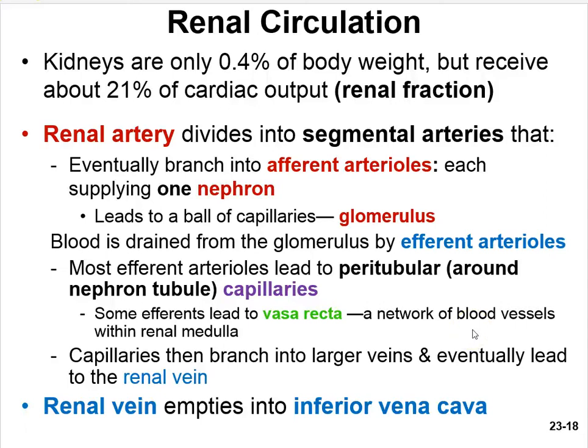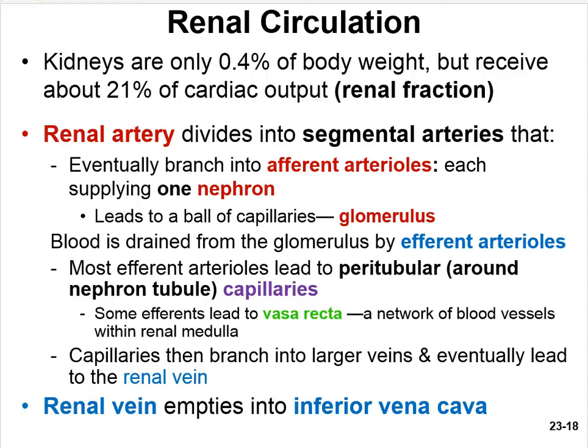Blood enters the kidney via the renal artery, and that's going to divide into smaller and smaller segmental arteries until finally they branch into what's called an afferent arteriole. Each of those is going to supply one nephron and will lead to a ball of capillaries called the glomerulus. This is going to be where the major filtration happens, pulling out waste and other materials from the blood. But we'll get to that more in our next section.